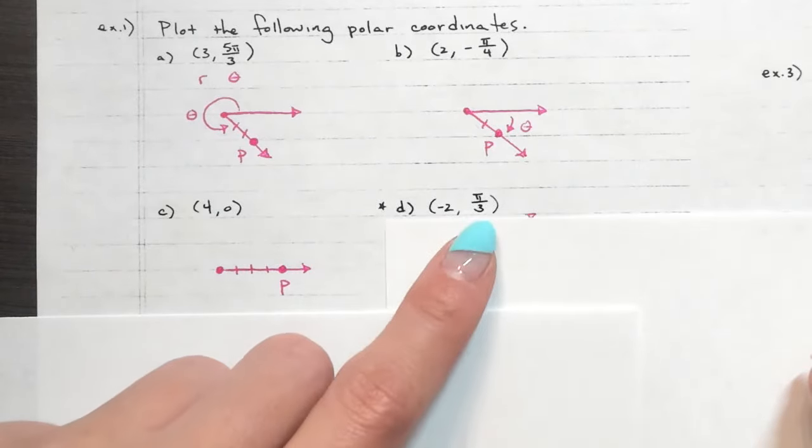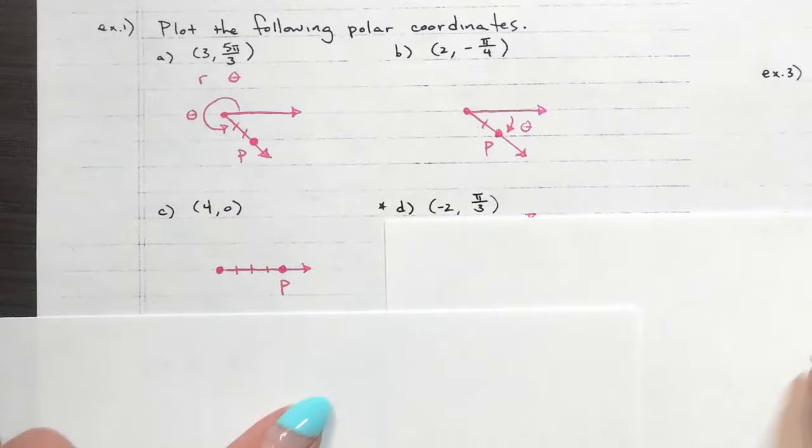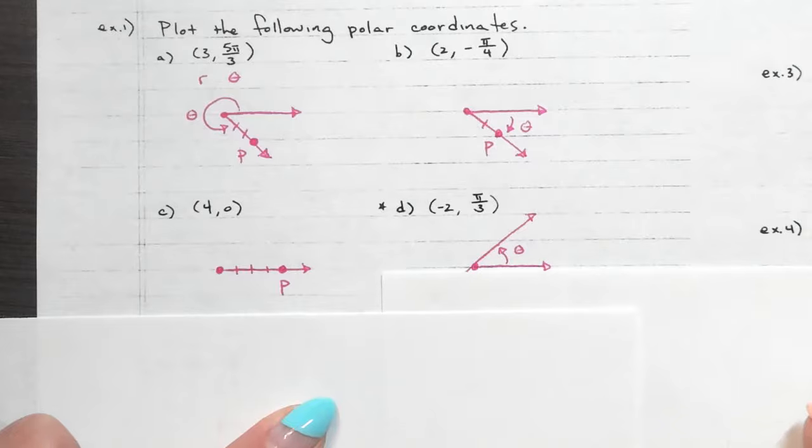So you start with the polar axis, and then you're going pi over 3, and then, see how there's nothing there?